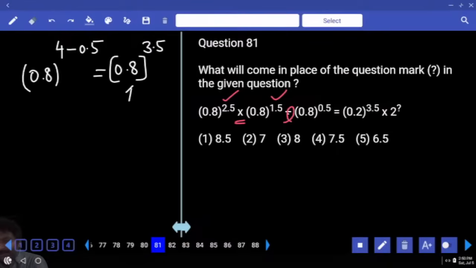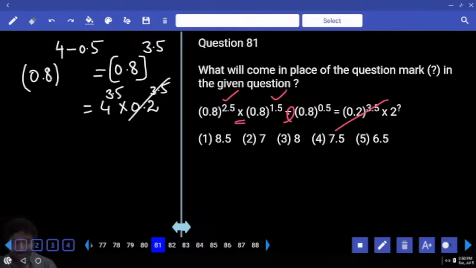0.8 can be written as 4 into 0.2. 0.8 power 3.5 in the sense 4 to the power of 3.5 into 0.2 to the power of 3.5. Already 0.2 power 3.5 is there. This gets cancelled. So 4 power 3.5 should be written as 2 power something. 4 power 3.5 can be written as 2 power 7.